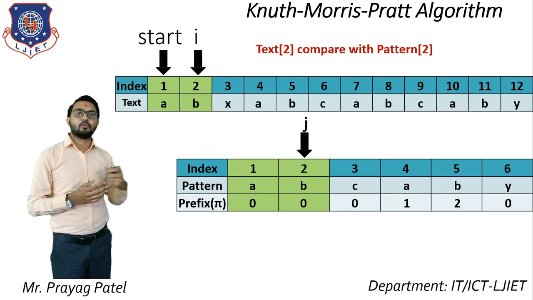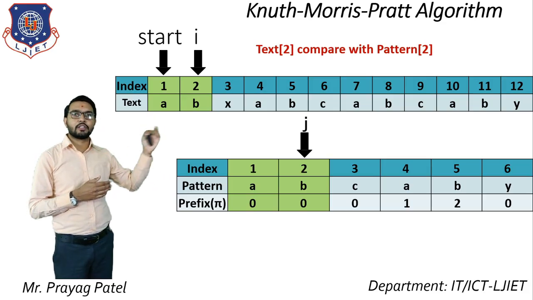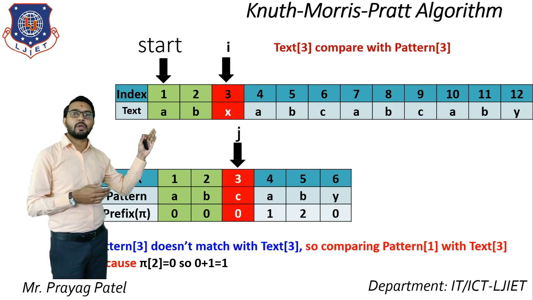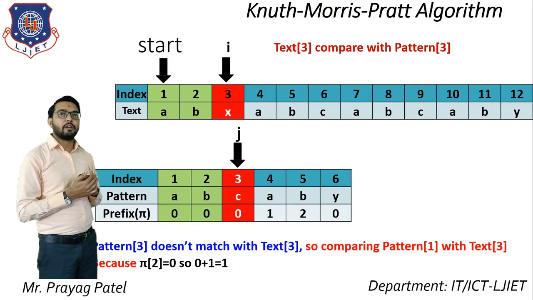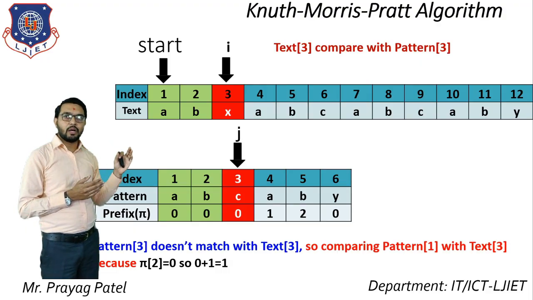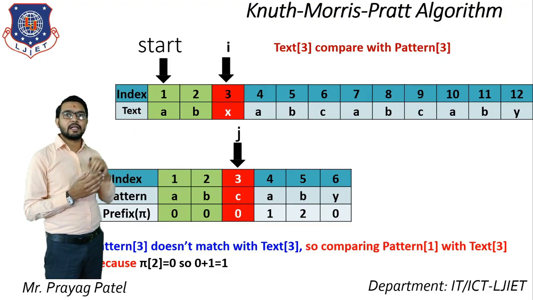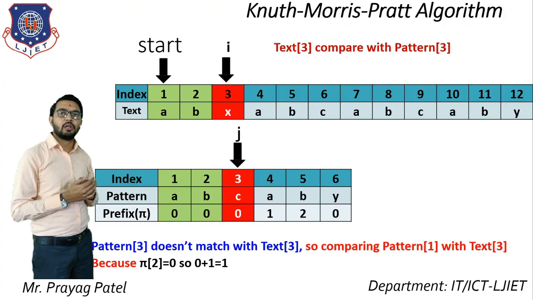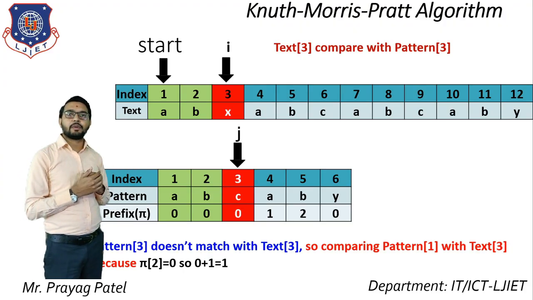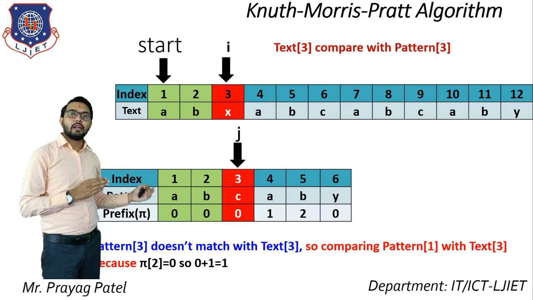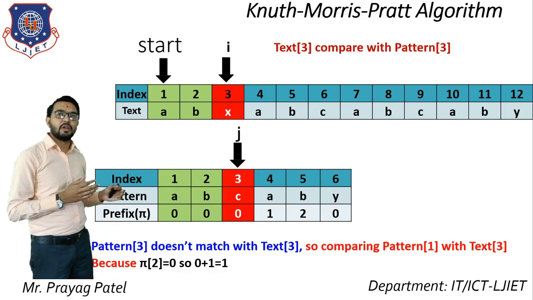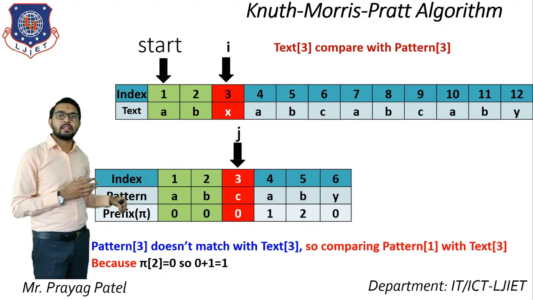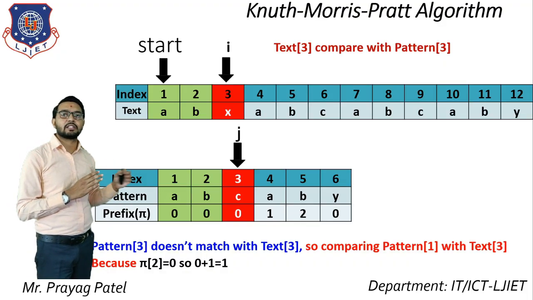Now compare the next character, the third location of the text with the third location of your pattern. So your next step is text 3 compared with pattern 3. Here consider I as the location in the text and J as the location in the pattern table. So the third location of the text is X and the third location of the pattern is C. So X is not equal to C. That's why we can say that pattern 3 does not match with text 3.